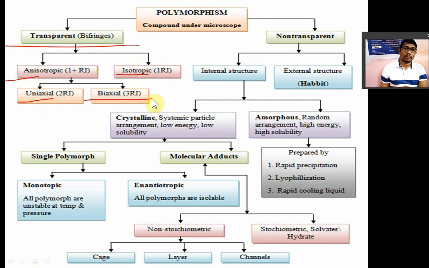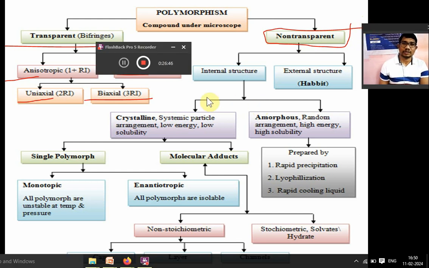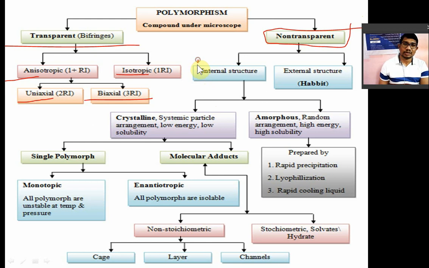Now if the compound is non-transparent, it can be described by two terms: the internal structure of that compound and the external structure of that compound. The external structure of a compound is known as habit. A question has already come on this. The external structure of a compound is nothing but the habit.